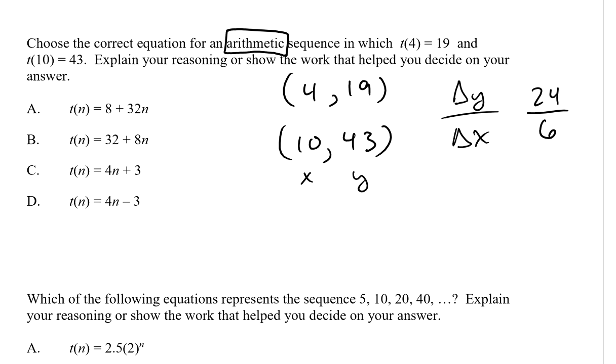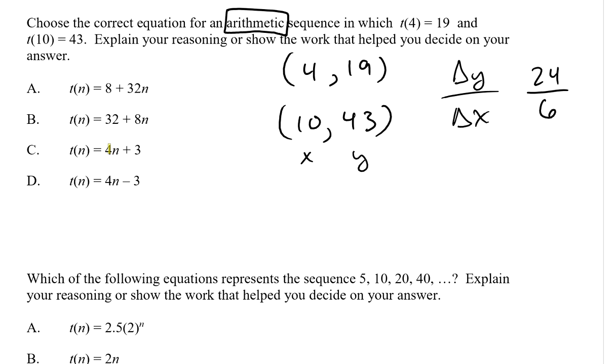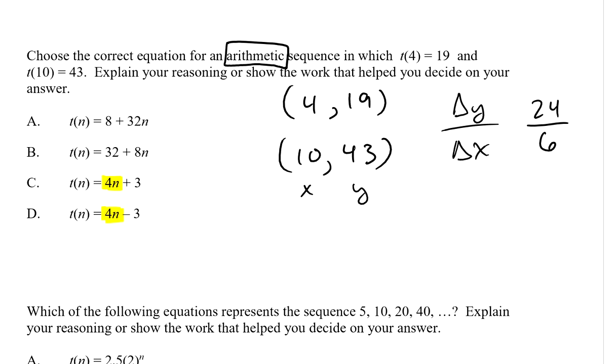So there's two things that could possibly be the answer, right? C has an increase of 4 each time n goes up, and as does D. The question that I have is, what's my y-intercept, right? What's that value? And if I knew that, it'll either be C is the answer or D is the answer.